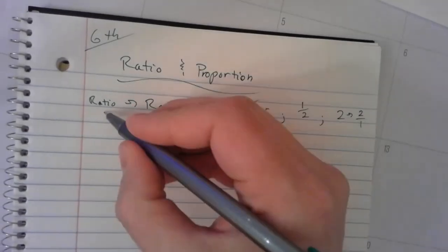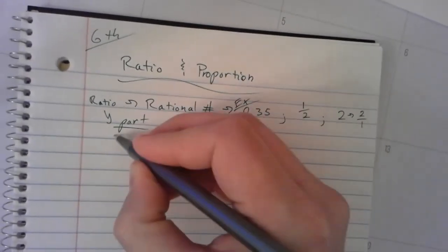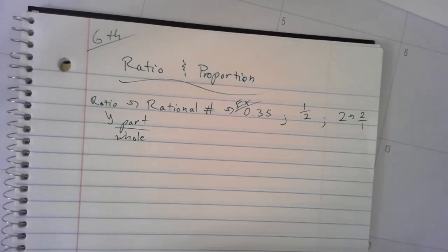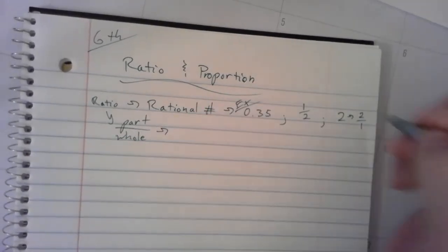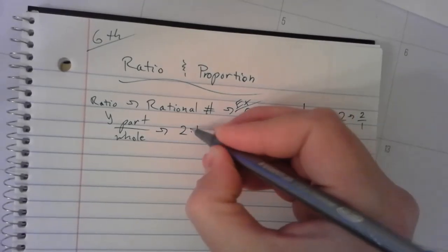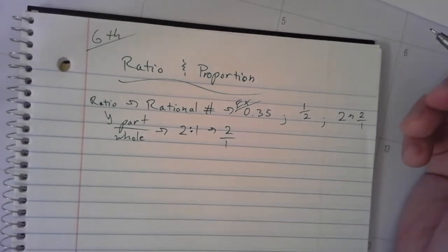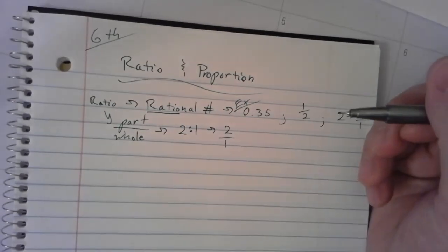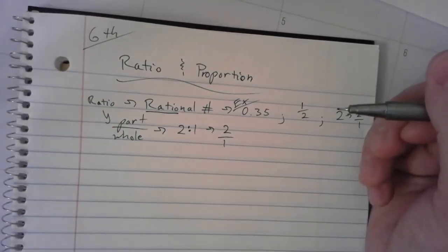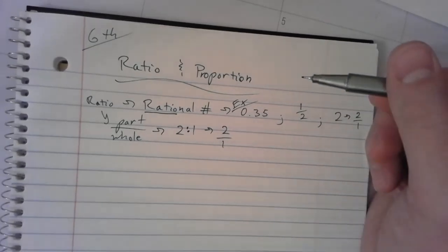A ratio is like part over whole. Okay, that's a ratio. Another ratio would be like 2 to 1, which is the same thing as 2 over 1. Okay, so those are ratios. Also, don't forget, inside of a rational number is the word ratio. That's where it comes from. And a proportion is a part of something, right?